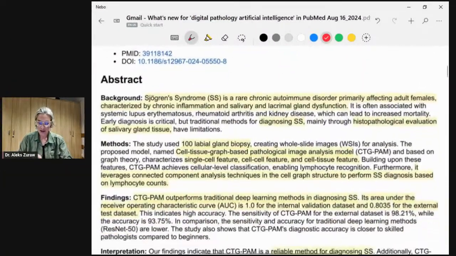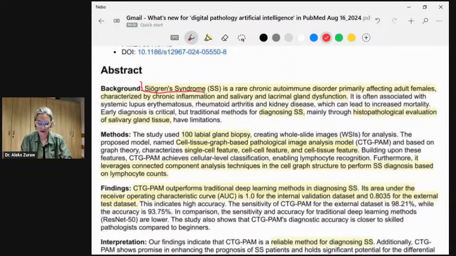And what happened here? So what is this Sjögren syndrome? Rare autoimmune disease affecting adult females characterized by chronic inflammation of salivary and lacrimal glands, so the tear glands. And they're then dysfunctional, and you have immune cell accumulation there. And the diagnosis of this syndrome is based on histopathological evaluation of salivary gland tissue. And obviously it has limitations.